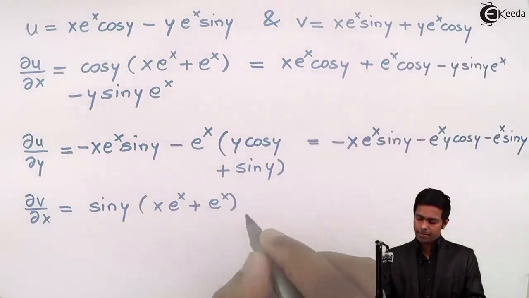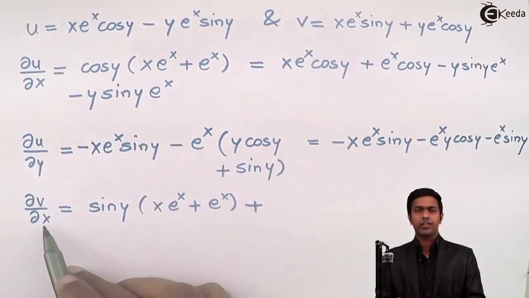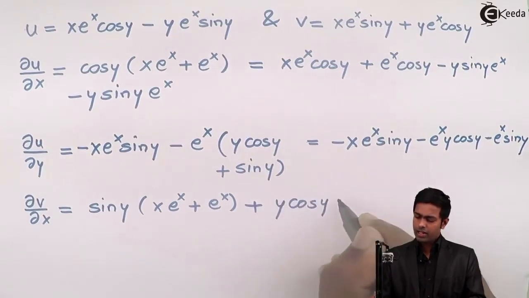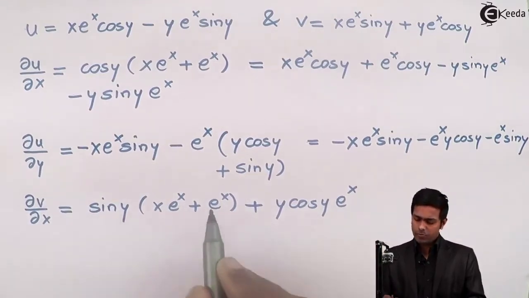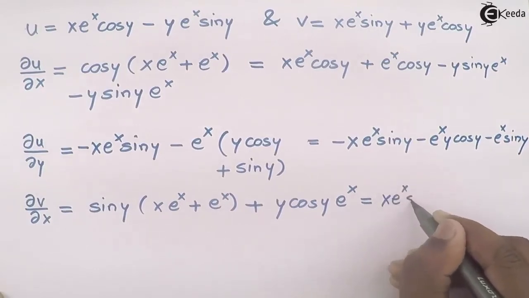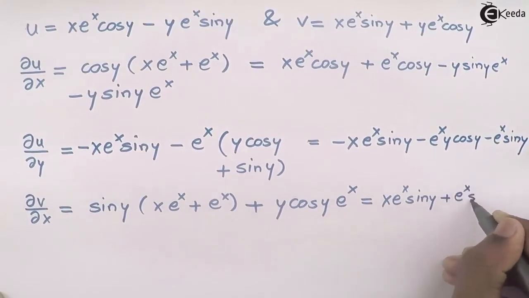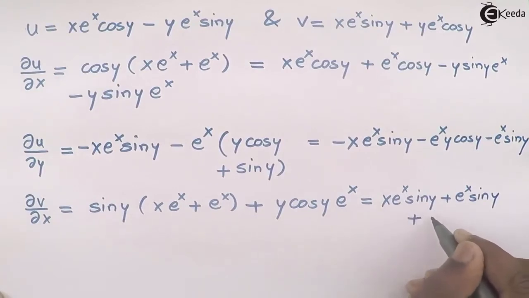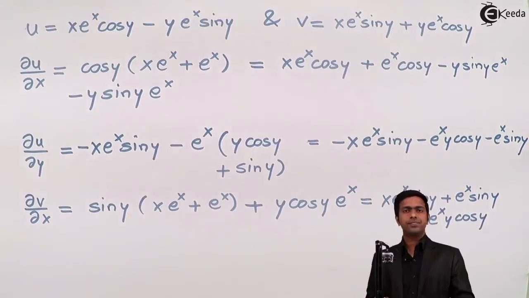Next, plus, now y and cos y are constant because I am differentiating with respect to x partially. So y outside, cos y outside, and the derivative of e raised to x is e raised to x. So here by expanding, we will get x e raised to x into sin y plus e raised to x sin y and here plus e raised to x y cos y. So we got these three terms.